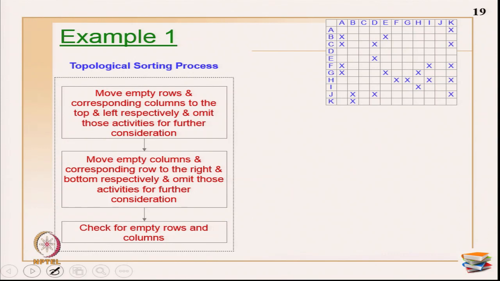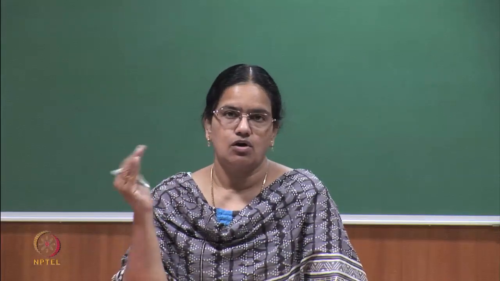Now, as I told you, once we have x marks above the diagonal, the first step is to do topological sorting, okay. Topological sorting is the graph theory terminology or concept. So, what does it say? I have written very simple steps for you. Primarily you have to identify all empty rows and columns, in order to identify the start and the last activities, okay.